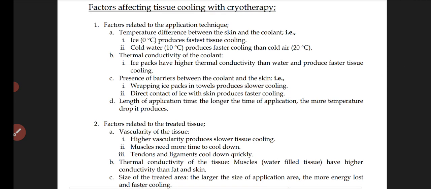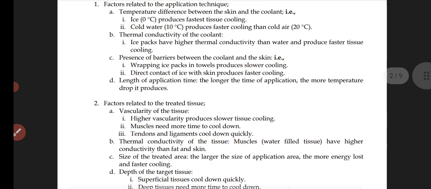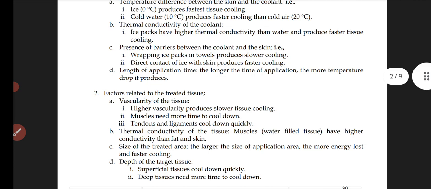Number C is the presence of barriers between the coolant and the skin, like wrapping ice packs in towels, which produces slower cooling. Direct contact of ice with skin produces faster cooling. Number D, length of application time: the longer the application of ice, the more the temperature drops. Okay.